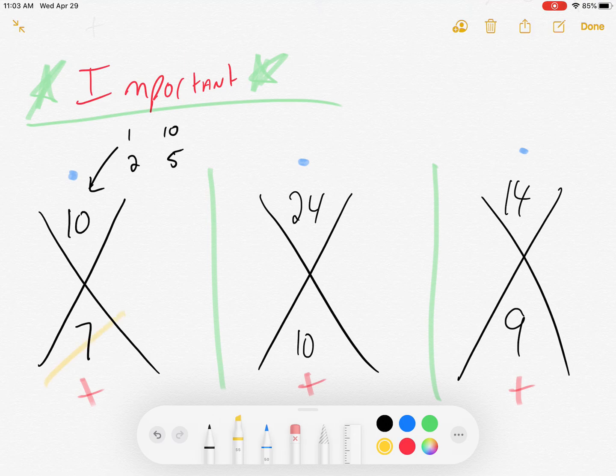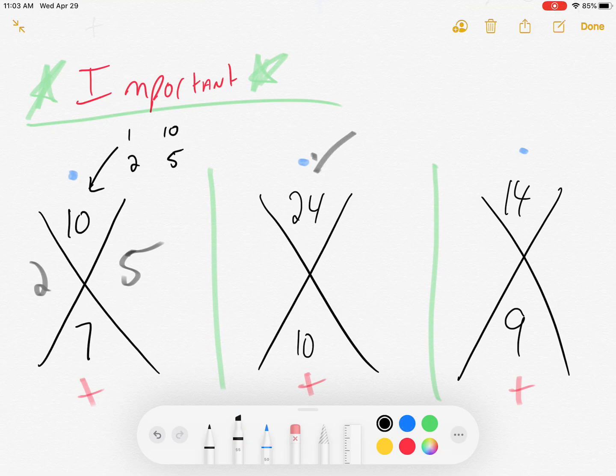Which one of these can you get 7 out of by adding and subtracting? Well, hopefully you say, well, 2 plus 5 is 7. Now, 2 times 5 is 10. Boom, we're finished. Okay, I want you guys to try the next two.